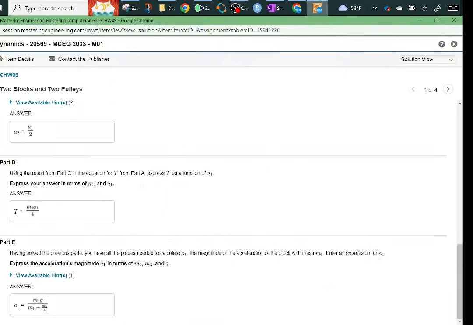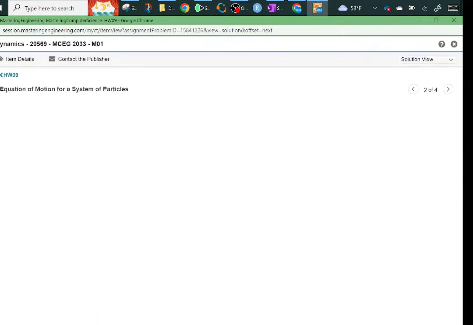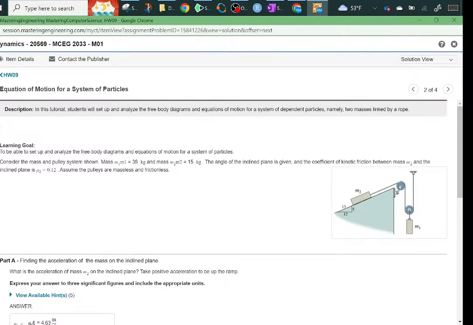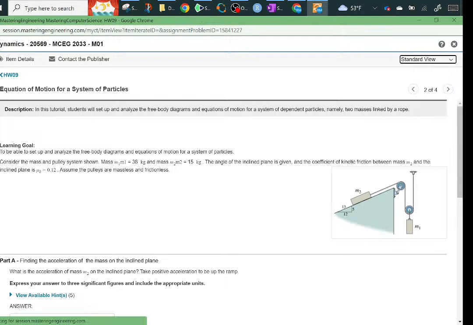Let's see. 1, 2. The thing doesn't move very fast, and then it gets stuck. So it's like, this one, hang on, some time.